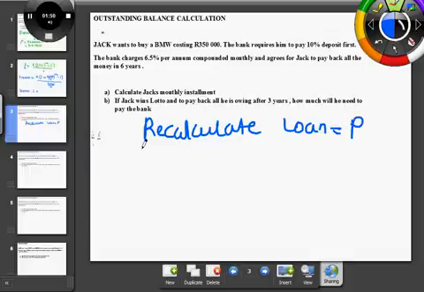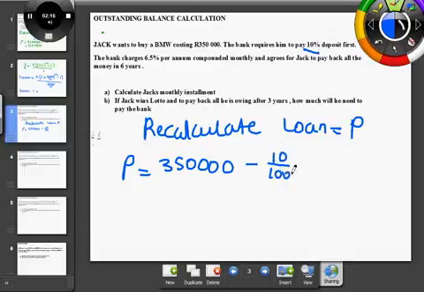So now, if we are going to recalculate our loan, we need to remove 10% from the actual loan. So we need to say P, the recalculated loan, is 350,000 rand, subtract 10%, which is the deposit. You see there's a deposit here. So 10% of 350,000.